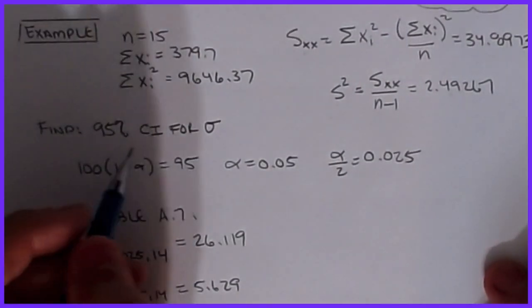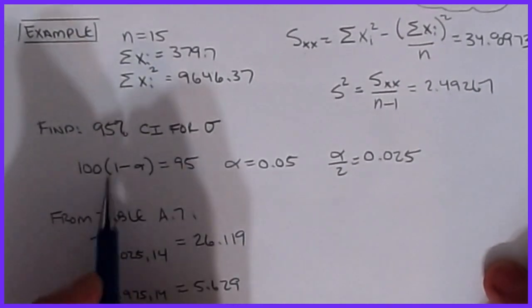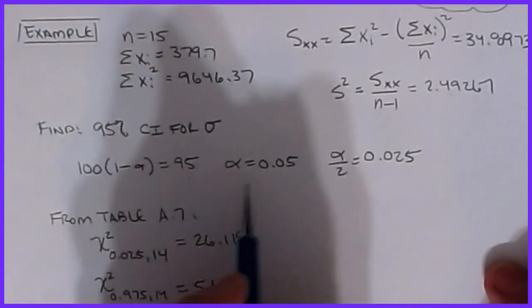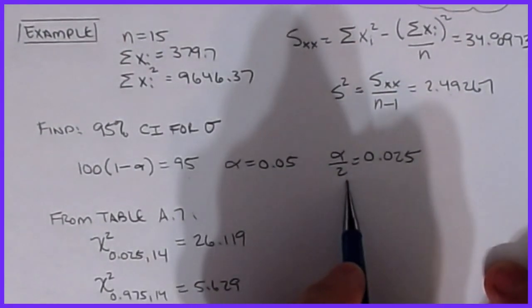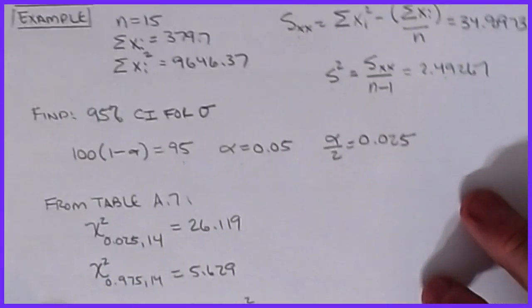So to find a 95% confidence interval for the standard deviation, I'm going to do 100 times 1 minus alpha is 95. Alpha is 0.05. Alpha over 2 is 0.025. So that's exactly the same as what we've done before.